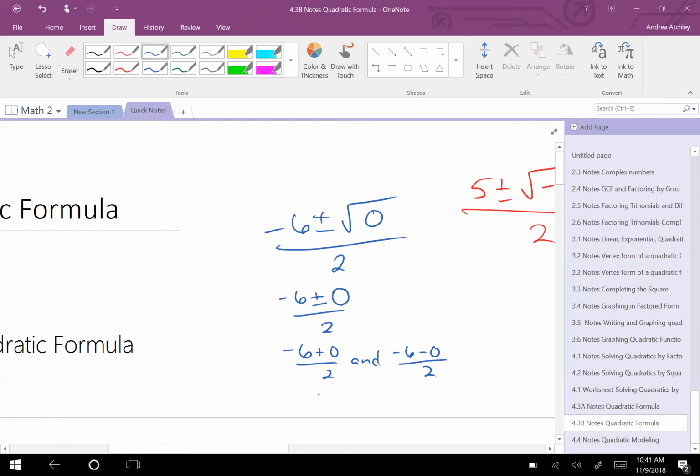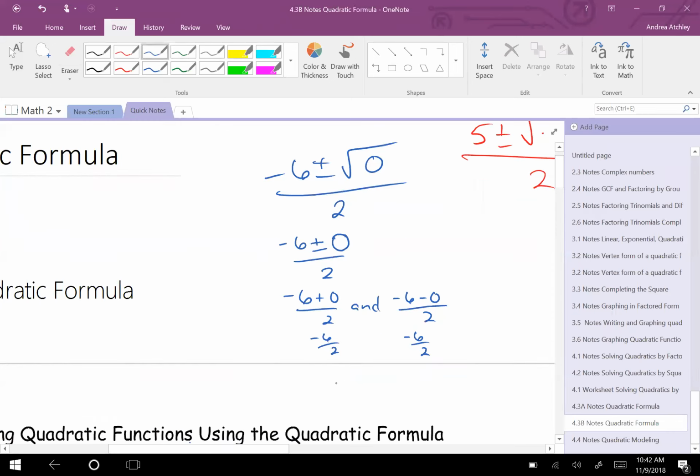-6 plus 0 is -6. -6 minus 0 is still just -6. And -6 divided by 2 is -3. And then that's also -3, right? So how many solutions do I actually have? Just one.